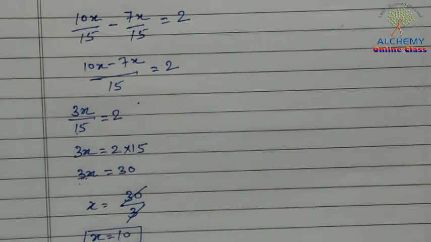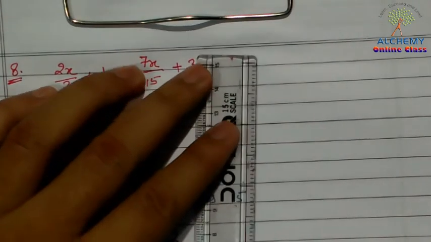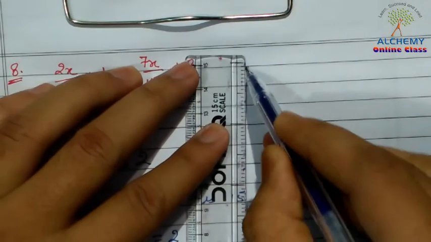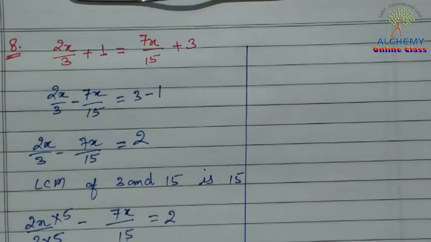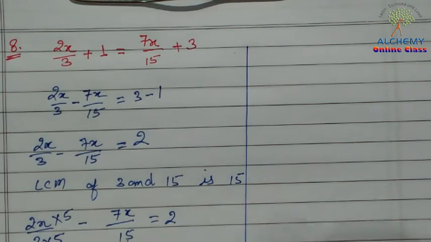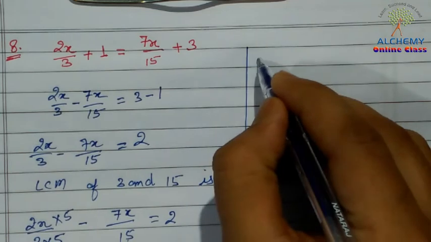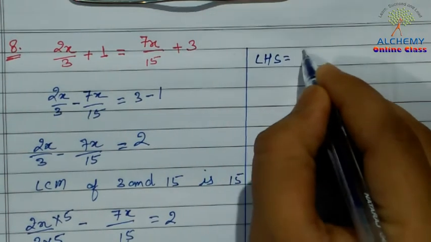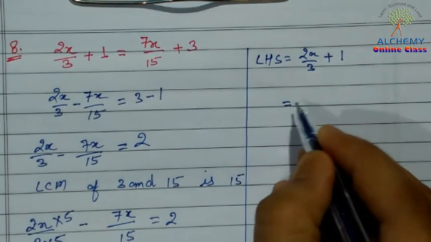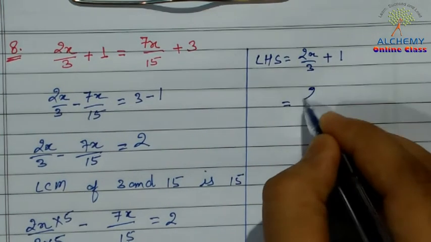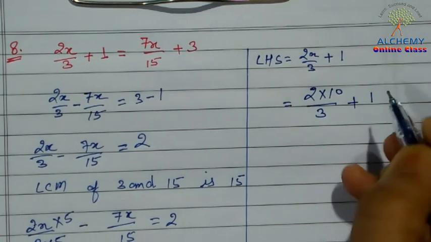We can check the solution here. Okay, so let's see how we can check it. First of all, we have to put the value of x in the left hand side. So we have the left hand side here, 2x upon 3 plus 1. What is the value of x? The value of x is 10. So we can write here 2 into 10 upon 3 plus 1.